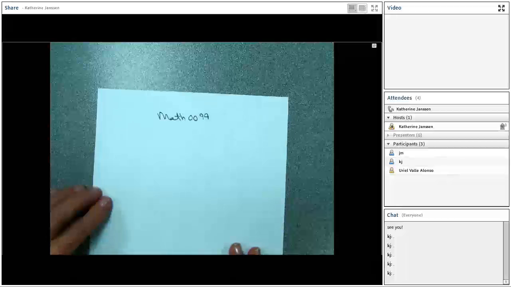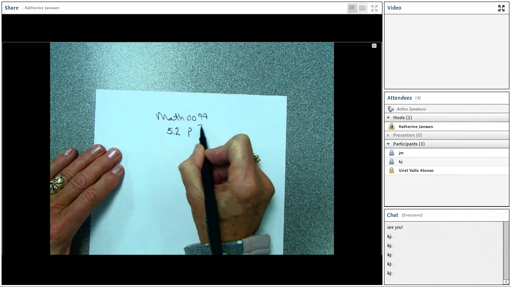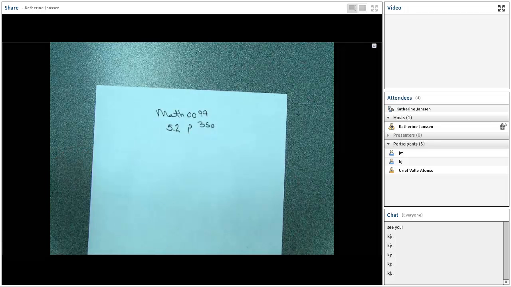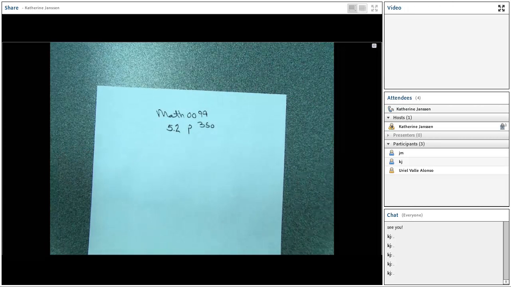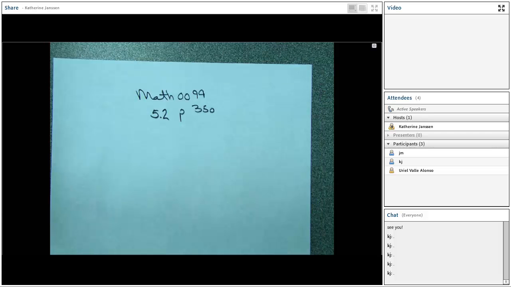Today we're starting section 5.2 on page 350. And I guess we could think of this as continued review of 5.1. We're factoring polynomials.